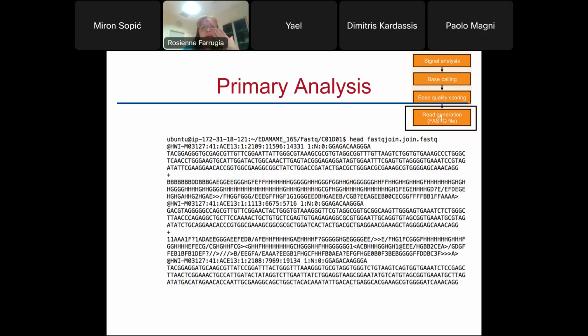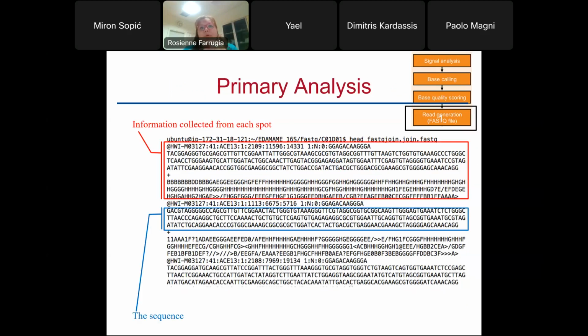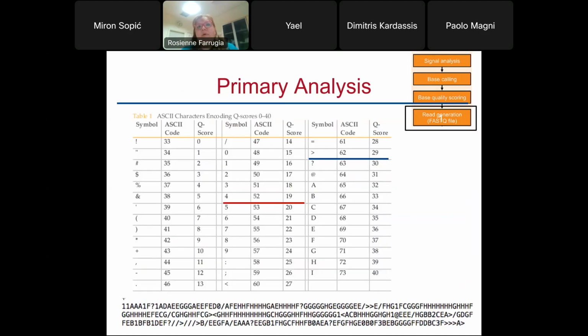So this is what the data looks like when it comes off the machine. Each block is the data that comes out from one dot, from one spot, from one cluster. You will realize that at the top, there is a sequence of C's, A's, G's, and T's. That is the sequence. And then that is followed by a sequence of other letters and symbols and numbers, and that's the quality data. And ASCII, which I never remember, but basically this is the ASCII code.